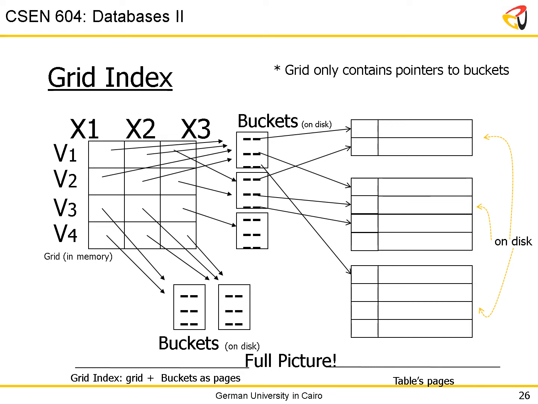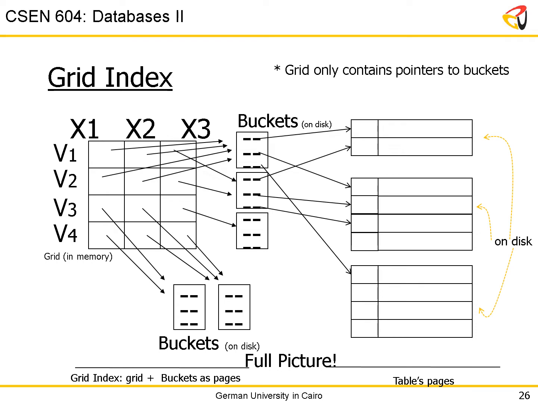Now, just so that we're on the same page here, the grid index is referring to everything that shows up here. There is the grid, which is often kept in memory, and there are the buckets or the pages which exist on disk. And then inside the buckets there are pointers to the pages of the table. This is somewhat similar to the extensible hash table, if you remember, where we had the directory and then the pages or the buckets, and from the buckets you go to the table. That's the same idea here.